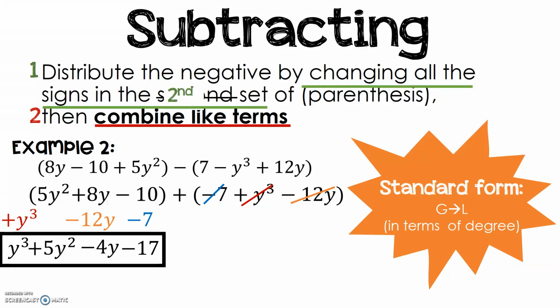We're going to be using adding and subtracting when we are multiplying, but we're also going to be using it when we're distributing, which is multiplying as well, but just taking it one step at a time.